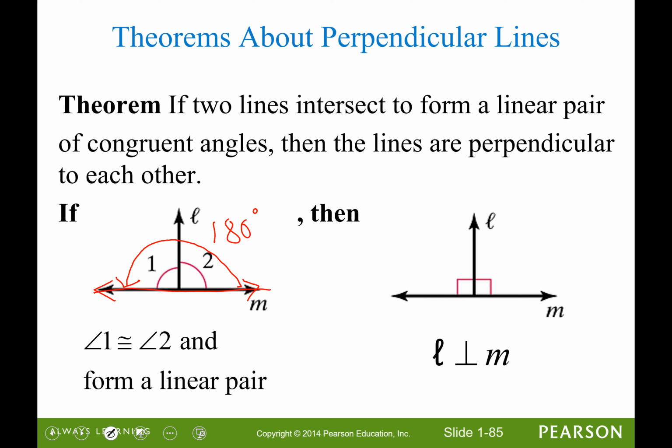Now focus on this part. If those angles are congruent, then that means they have to have equal measure. So there's only one option for the angles to have equal measure and add to 180. They'd have to be 90 degrees each, because 90 degrees plus 90 degrees is the only way to add 2 equal measures together and get to 180. So that's why the theorem says you can say that those are in fact 90-degree angles, or those lines are perpendicular to each other.